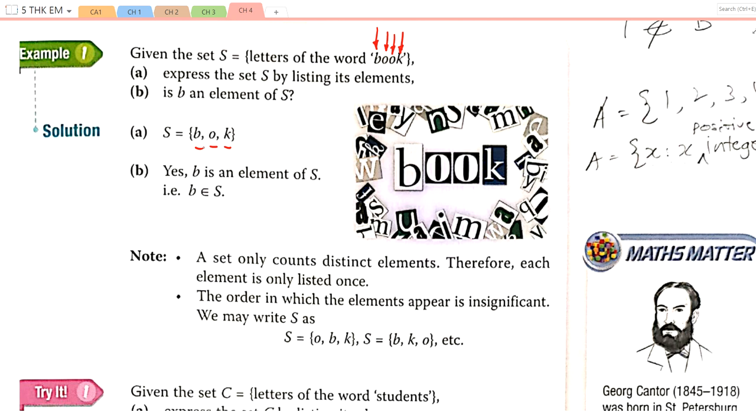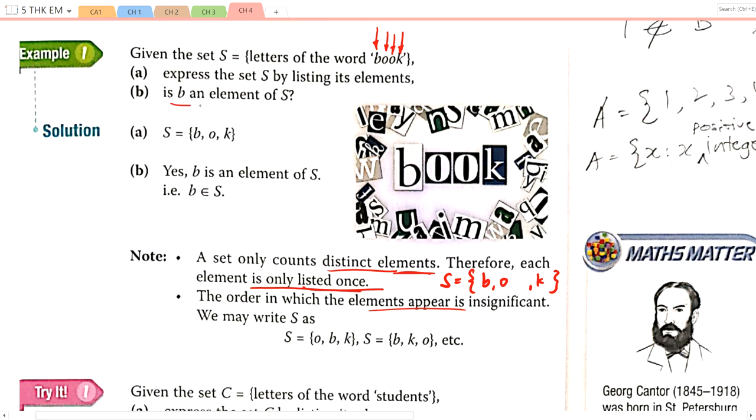And take note, the set only counts distinct elements. So each element is listed only once. Although we see that the letter O appeared twice, we do not write it twice, because we've got repetition. Okay, and the other thing is that the order in which the elements appear is insignificant. Whether you write it as O, B, K, or B, K, O, or B, O, K, it doesn't matter.